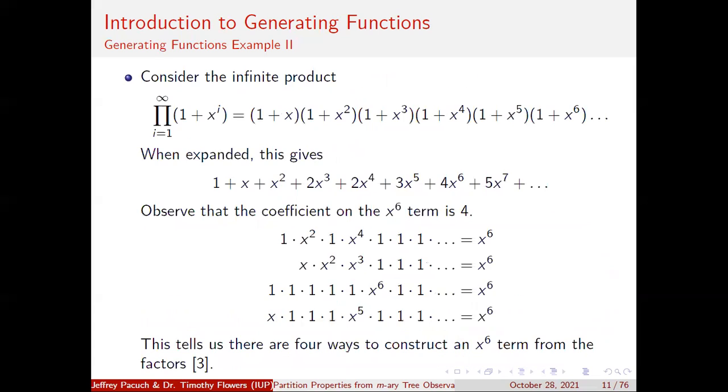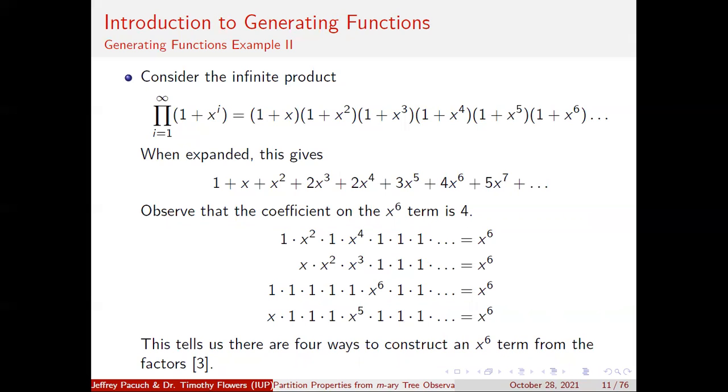Okay, so let's look at one more example. Let's consider a product of the generating function 1 plus x to the i power. Well, if we expanded this, we get the following equation on the first line, right? But what happens if we expand that further? Well, then we get the equation on line 2 there, and it's 1 plus x plus x squared plus 2 times x to the third, etc. But what I really want to look at is an example of this and why this is important.